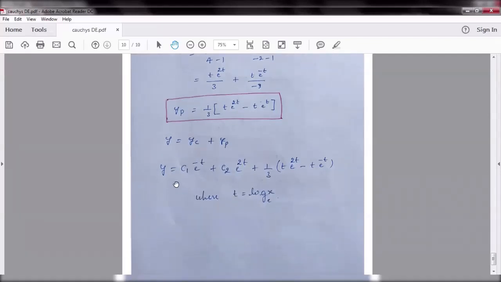Therefore, the final solution will be y equals c1 e power minus t plus c2 e to the power of 2t plus 1 by 3 (t e power 2t minus t e power minus t). So this completes the solution.